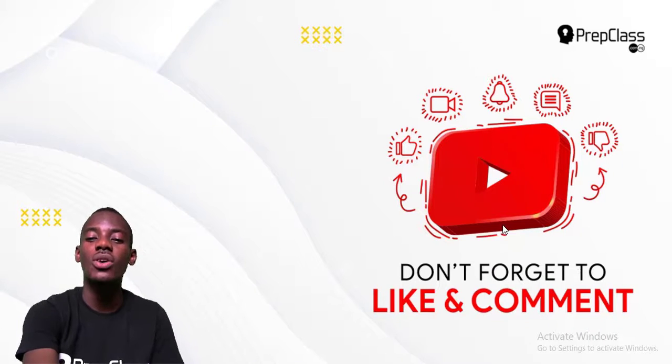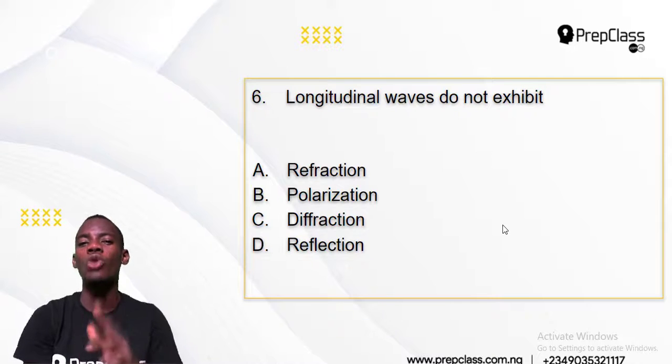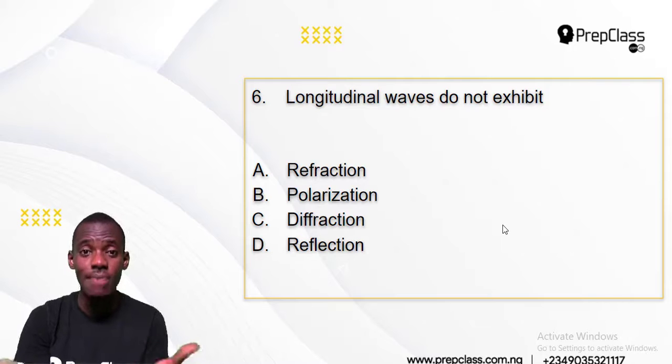Now let's get to question number 6. Longitudinal waves do not exhibit what? We have refraction, polarization, diffraction, and reflection. All the options A to D are wave properties, but there's one property that is not common to all waves, and that is what? Do you have any idea which one is correct?